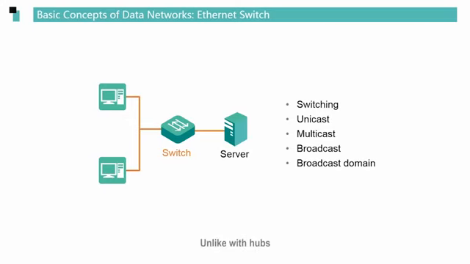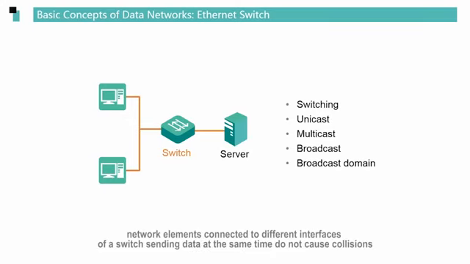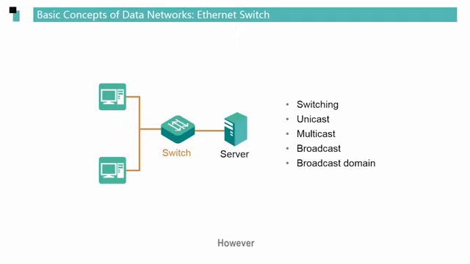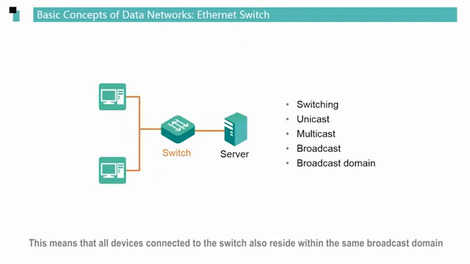Unlike with hubs, network elements connected to different interfaces of a switch sending data at the same time do not cause collisions. However, a single switch does often correspond to a single broadcast domain. This means that all devices connected to the switch also reside within the same broadcast domain.